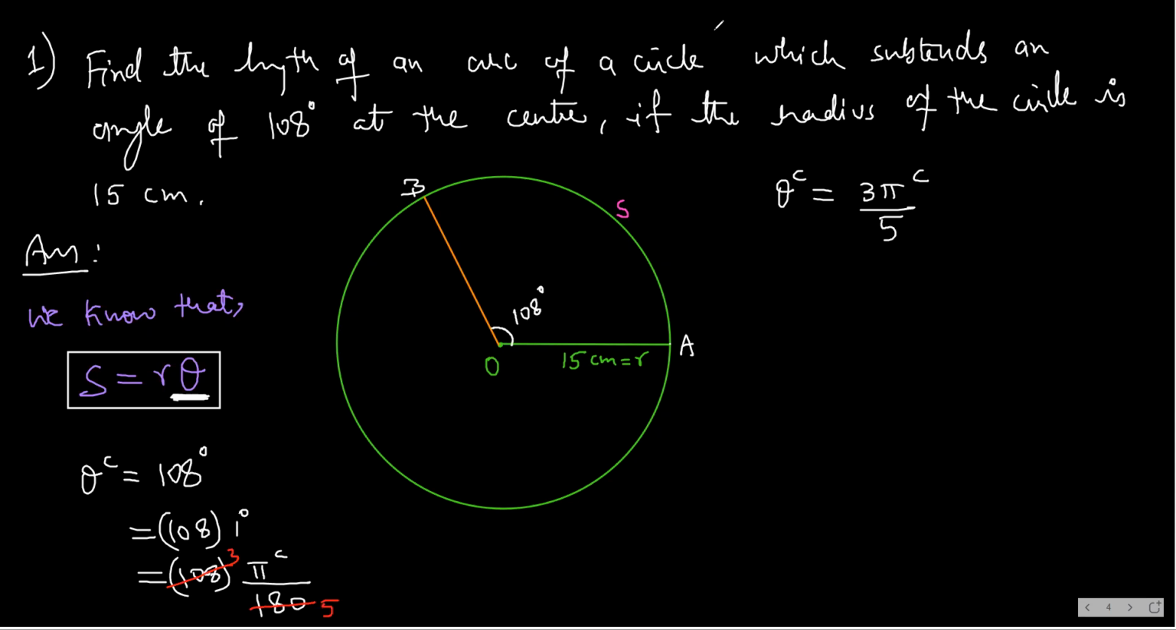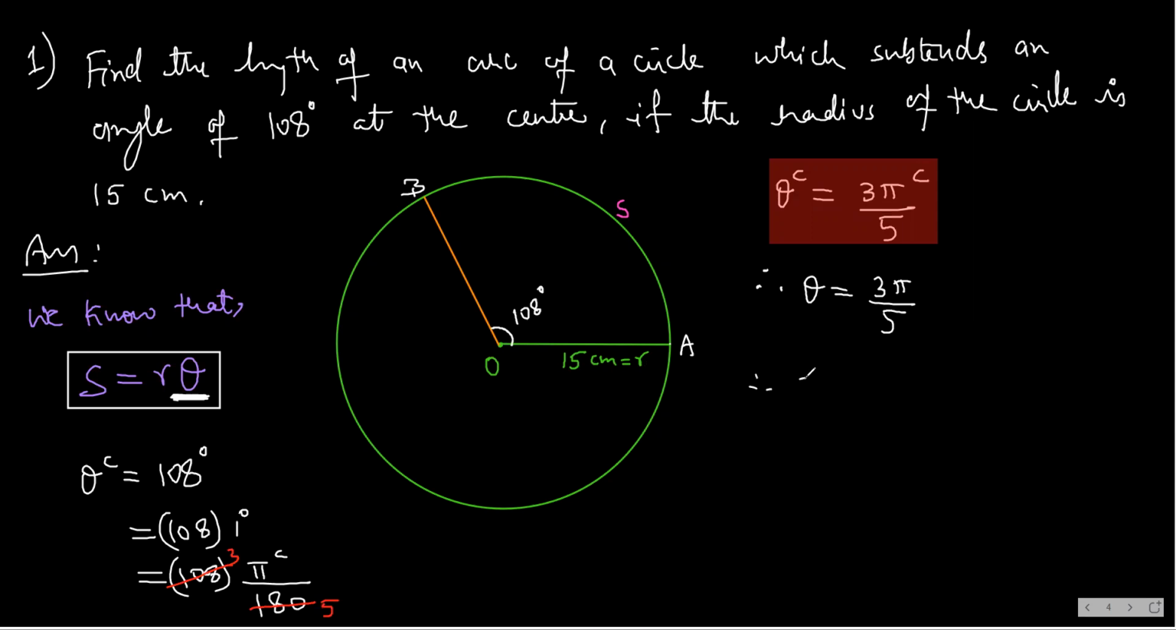So if theta radian is 3 pi by 5 radian, what is theta? Therefore, theta will be 3 pi by 5. That's it. And what is the radius given? Radius is 15 centimeters. So I will write, therefore, S equals R theta. In place of R, what do I write? I write 15 centimeters. And in place of theta, what do I write? I write 3 pi by 5.